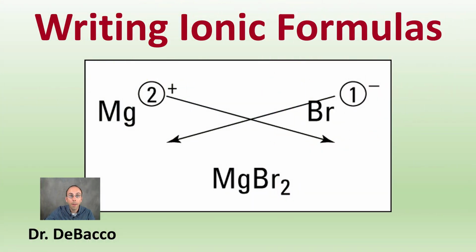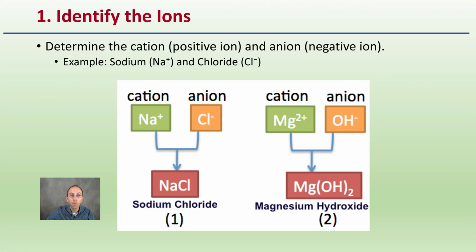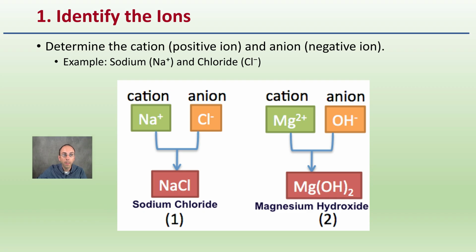All right, let's go through the steps in writing ionic formulas. Well, the first step is you want to identify the ions. Determine the cation, which as a reminder is the positive ion, and the anion, which is the negative ion. So if we're looking here at sodium chloride, Na plus would be the positive cation, chloride would be the negative anion. We're going to put those together in our formulas. Magnesium here, or polyatomic hydroxide here would be another anion, and this is what we're going to be working with as we go through and make our formulas.